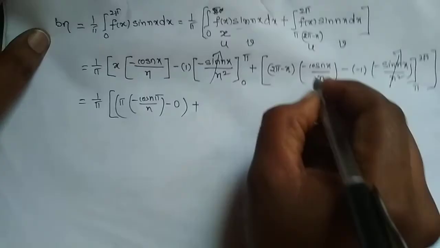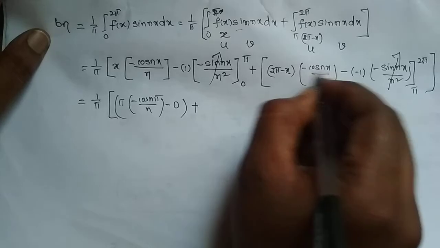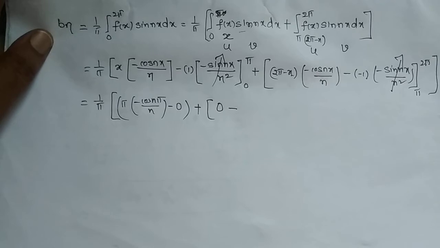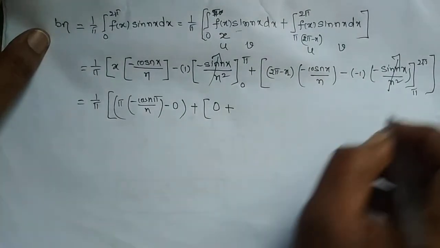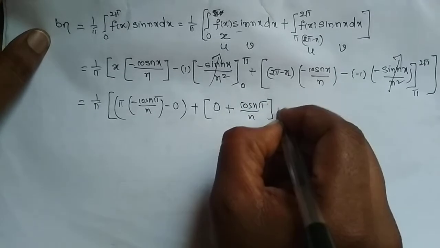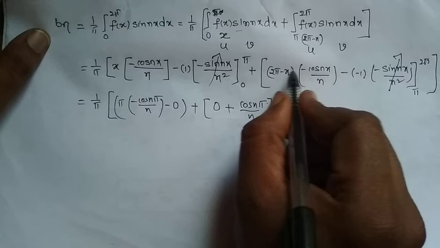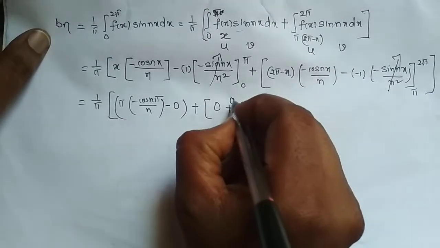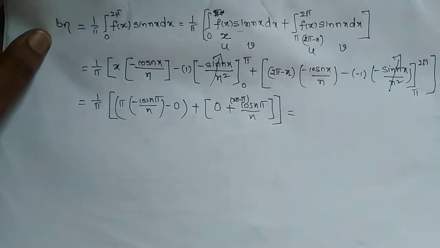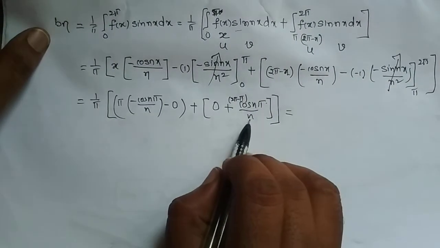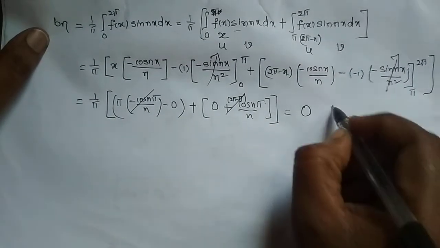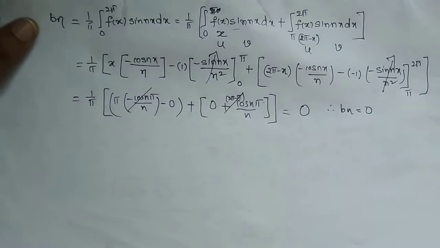And coming to this one, the first limit will be 0 because 2 pi minus 2 pi is 0. Minus the second limit, minus into minus plus cos n pi by n, into 2 pi minus x, that is 2 pi minus pi. So this is pi into cos n pi by n, plus term, this is minus, so both are cancelled, so it should be 0. Therefore bn is equal to 0.